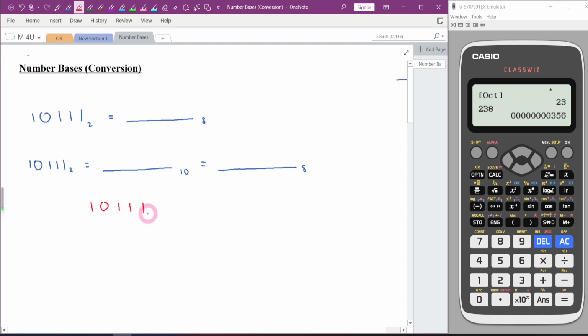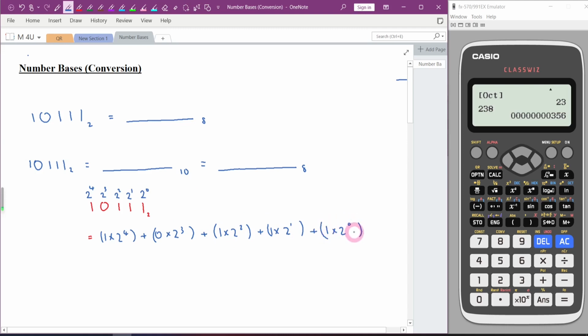10111 base 2, right? Since this is base 2, the place value will be 2 power 0. Always remember, start with power 0. And 2 power 1, 2 power 2, 2 power 3, and 2 power 4. 1 times 2 power 4. 0 times 2 power 3. 1 times 2 power 2. And 1 times 2 power 1. Oops, sorry. And the last one will be 1 times 2 power 0.